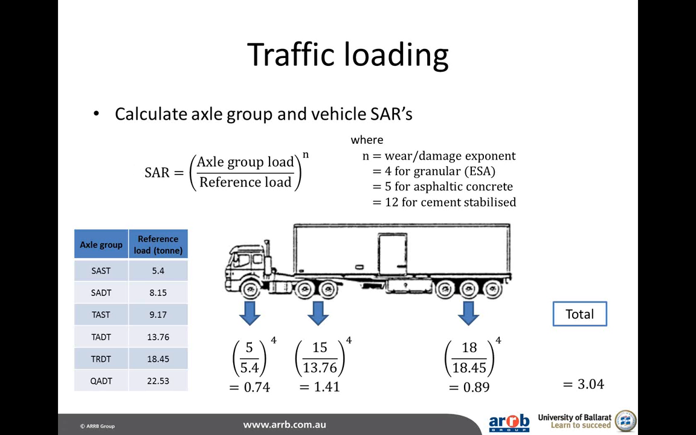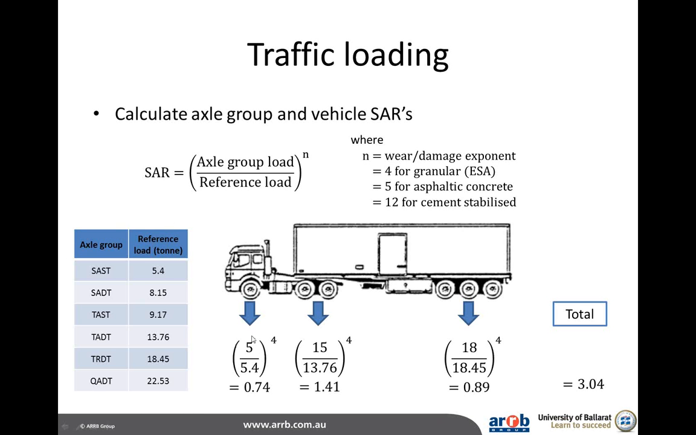It's typically used by pavement engineers, and it's simply the axle group load divided by the reference load and then raised to a power, which is often called a wear or damage exponent. And this varies depending on the type of pavement. We'll be looking at a granular here, which gives us a damage exponent of 4. And the reference load, which is dependent on each of the different axle groups, is listed in this table down here.